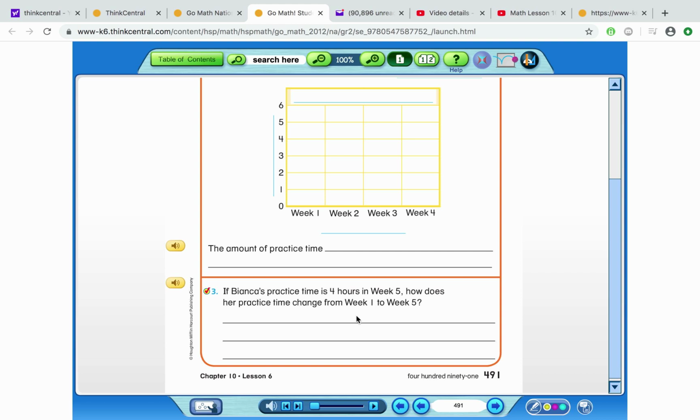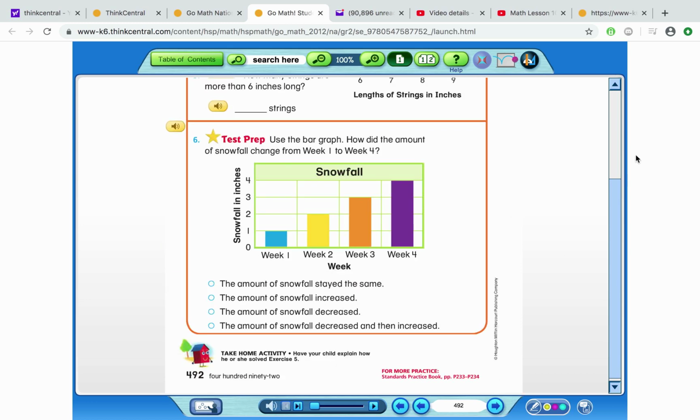And here, this is a question that's adding to the bar graph. If Bianca's practice time is 4 hours in week 5, how does her practice time change from week 1 to week 5? So they want you to use your imagination, and you can even draw right here an extra little column. And in week 5, if it's 4 hours, color that in, and then see how it changes. And finish up that page 491.